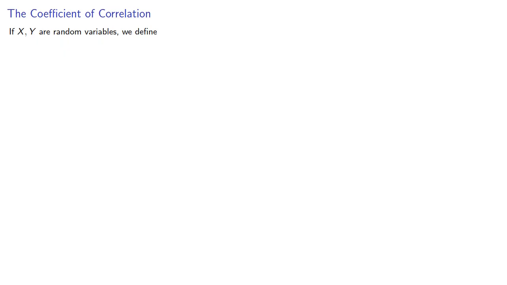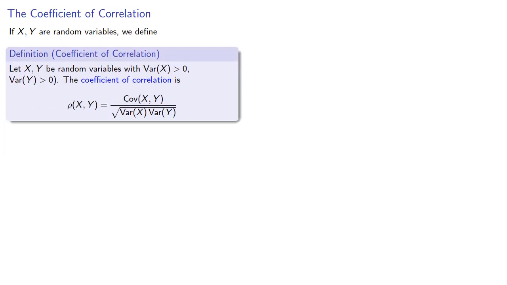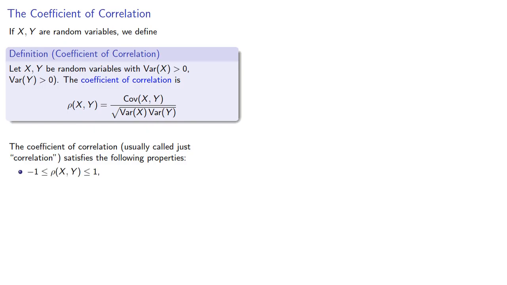If x and y are random variables, we define the coefficient of correlation, usually just called the correlation, to satisfy the following properties. It's always between -1 and 1, and the only time it can be plus or minus 1 is when one variable is a linear function of the other.